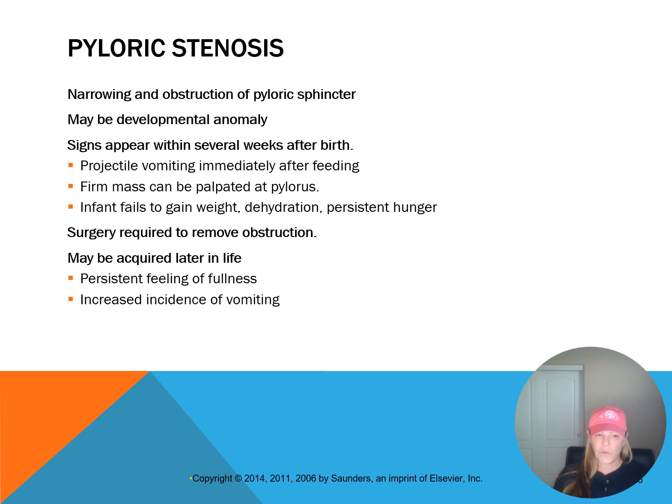Pyloric stenosis is a narrowing or obstruction of the pyloric sphincter. This usually happens to babies. It usually peaks at 12 weeks after birth, I believe, so it will happen in the first few months. It usually starts at 6 to 8 weeks, when you'll see projectile vomiting. You might palpate a firm mass on the right side of the stomach. The baby doesn't gain any weight, shows signs of dehydration, and is always hungry because as soon as you feed them, they have projectile vomiting, not just a spit up, but vomiting like across the room.